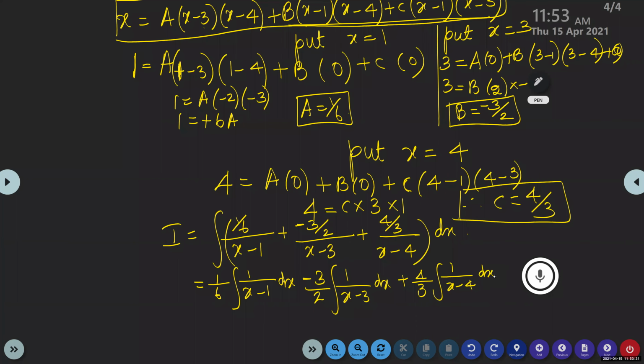1 by 6 log x minus 1, minus 3 by 2 log x minus 3, plus 4 by 3 log x minus 4, plus c. Finally, we should add the constant of integration, plus c. Very good, Aditya.